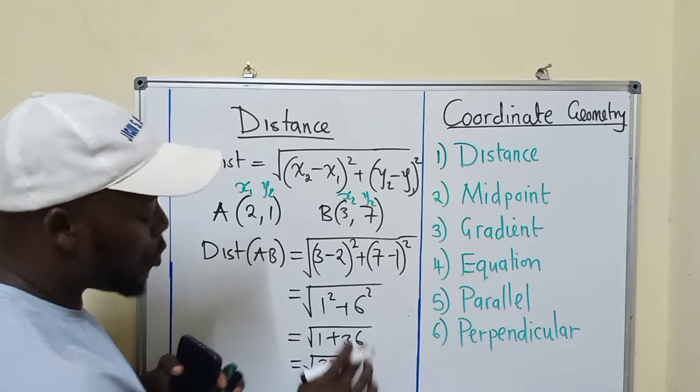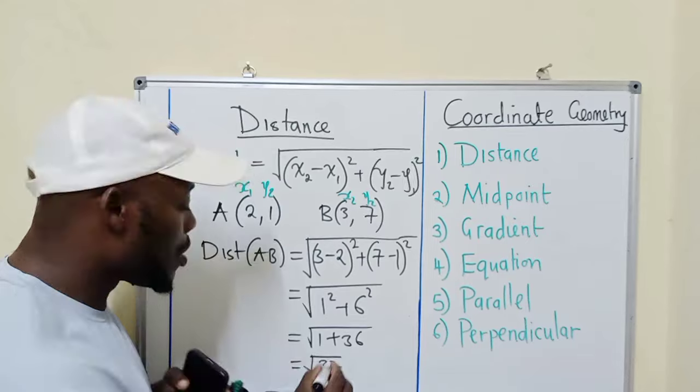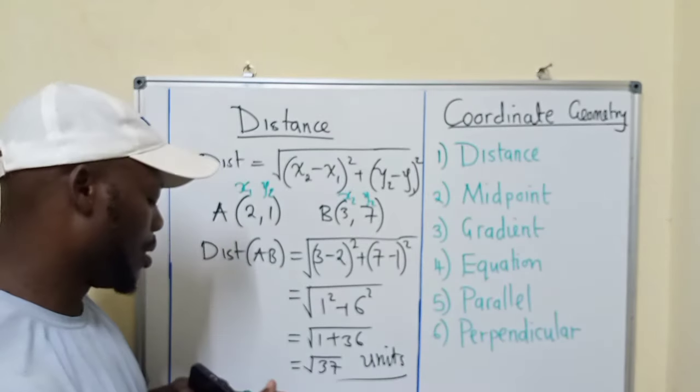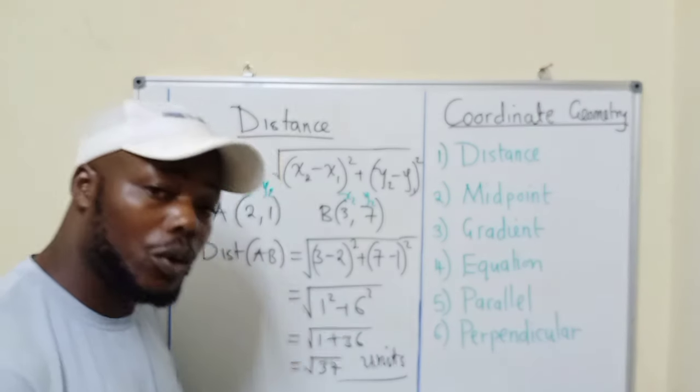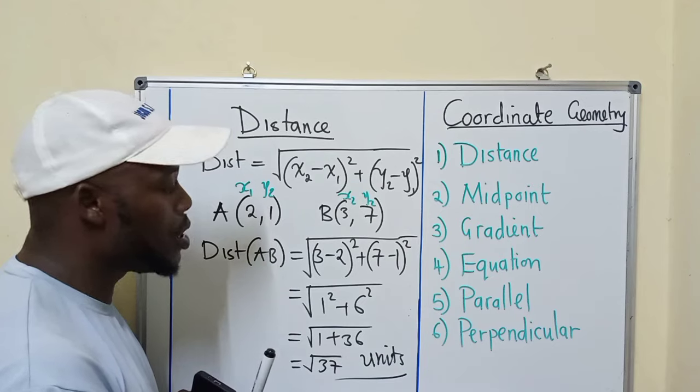So you find the square root, you punch on your calculator, if you're using a calculator, the square root of 37, and then you say units, because it's the distance that we're looking for. Okay, so we're done with the distance. We now go to midpoint.